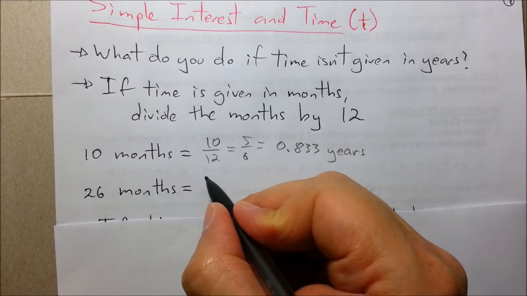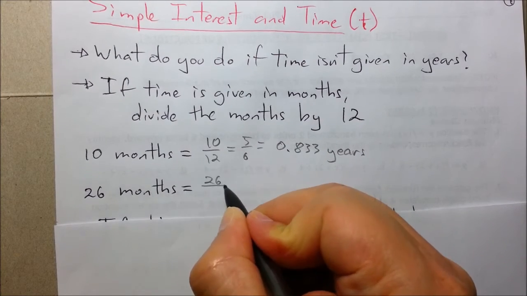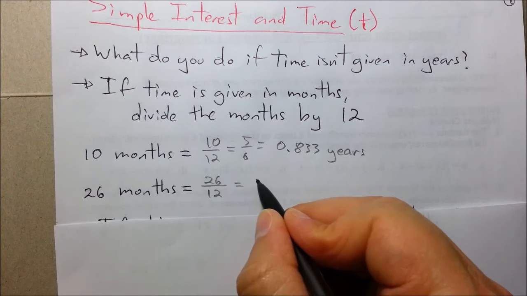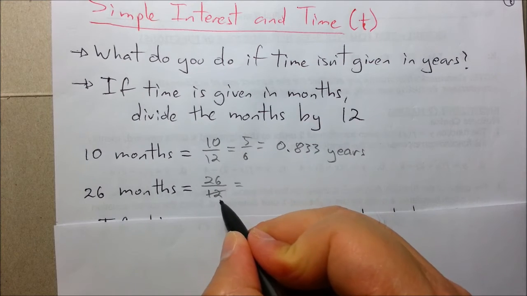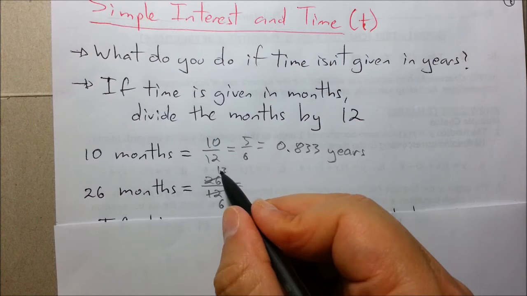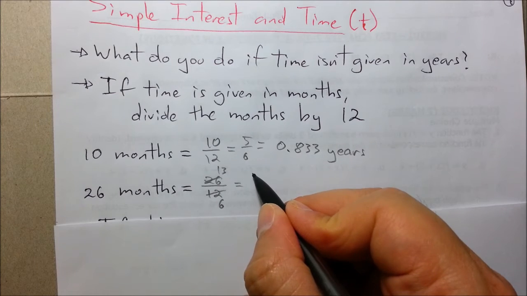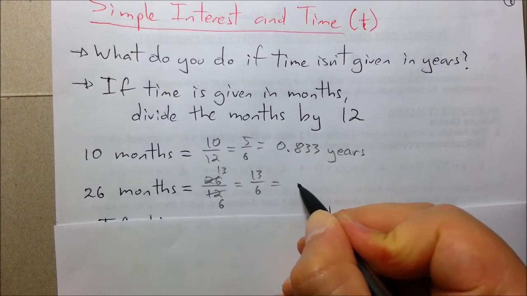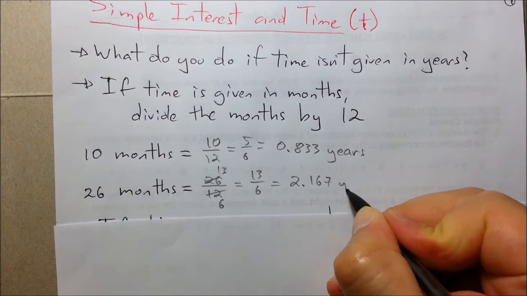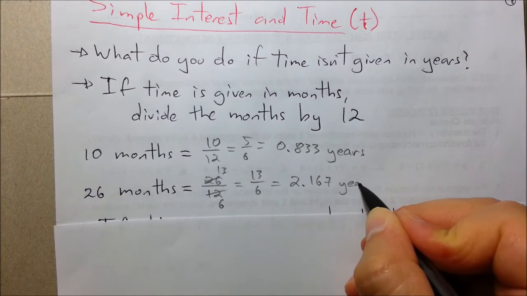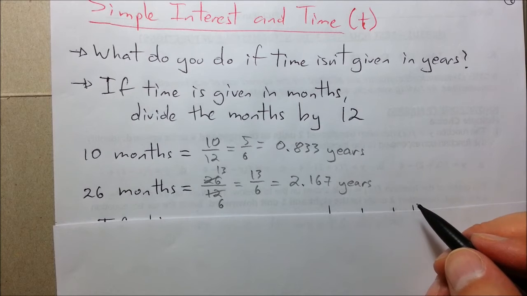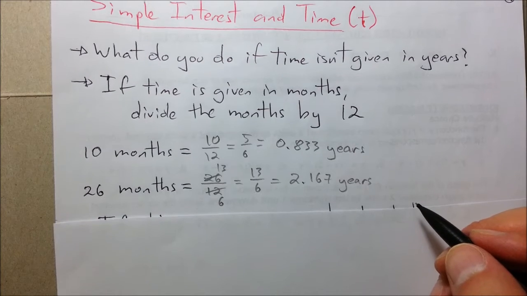Same thing here, 26 months over 12. Roughly I can tell that this is going to be 2 years something. Let's see if we can simplify this. Half of 26 is 13, half of 12 is 6. So 13 divided by 6, then we plug it in the calculator and you get 2.167 years. You may be wondering, why all these decimal places? Well, try to keep it at about 2 or 3 decimal places. The more decimals, the more accurate your answer will be.